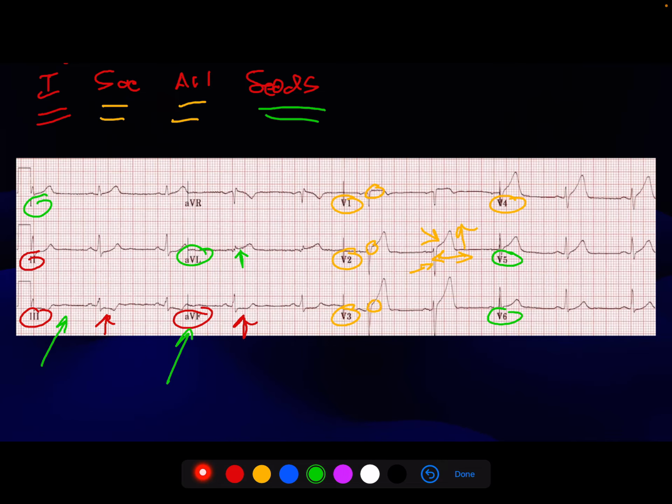What we're actually looking at here is somebody who has some anteroseptal changes as well as some lateral changes. And this, just based on the hyperacute T waves, would meet STEMI equivalent criteria, assuming the patient has signs and symptoms suggesting an acute coronary syndrome. We could talk about what exactly we can see in this 12 lead in more detail, but that's beyond the scope of this specific video.